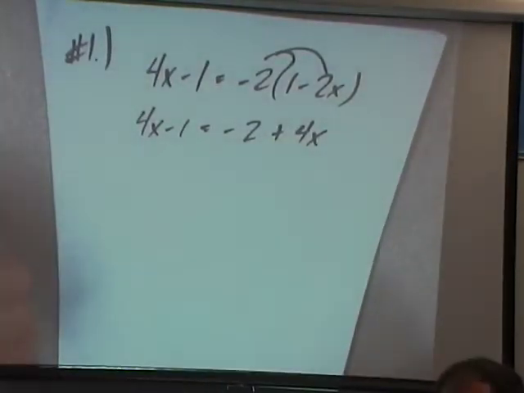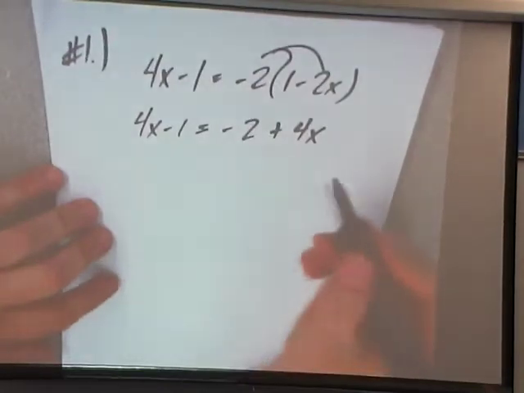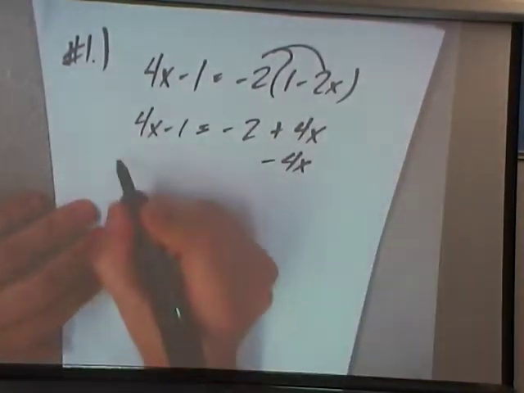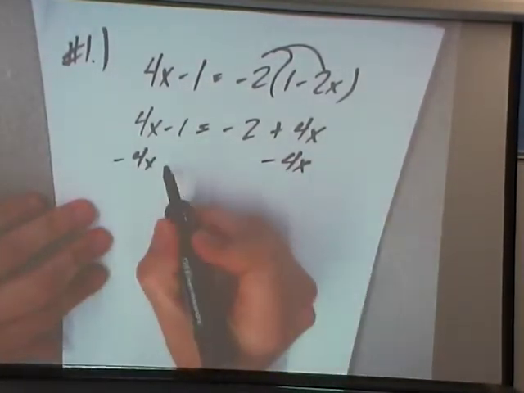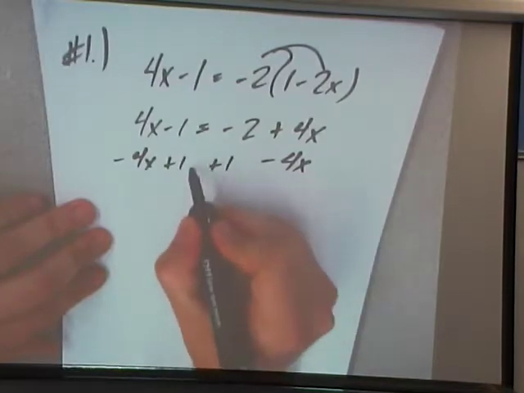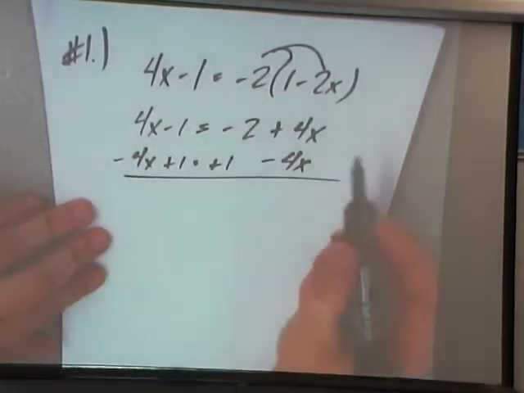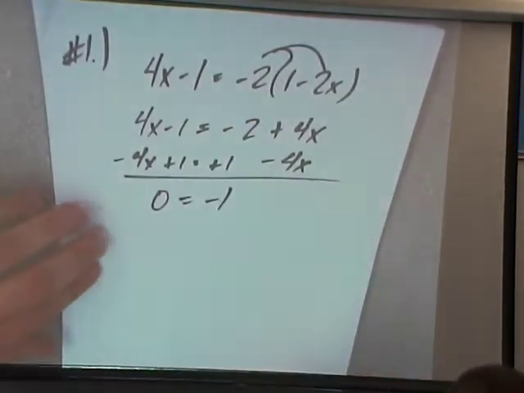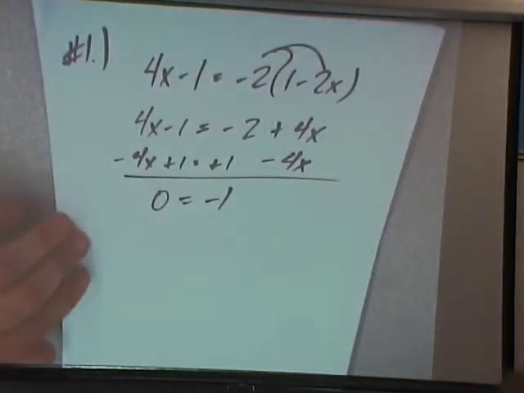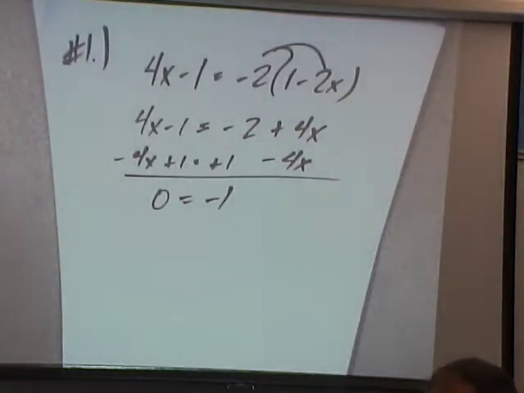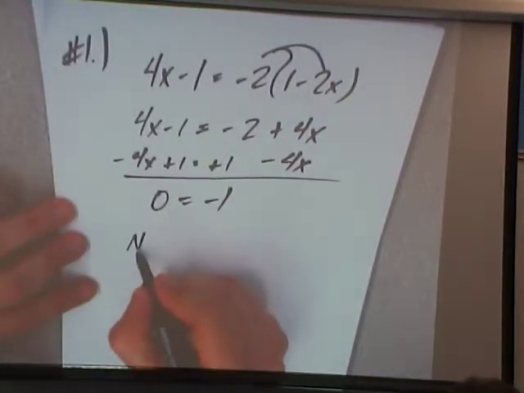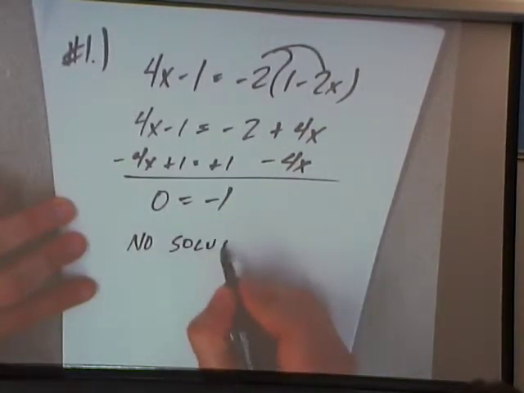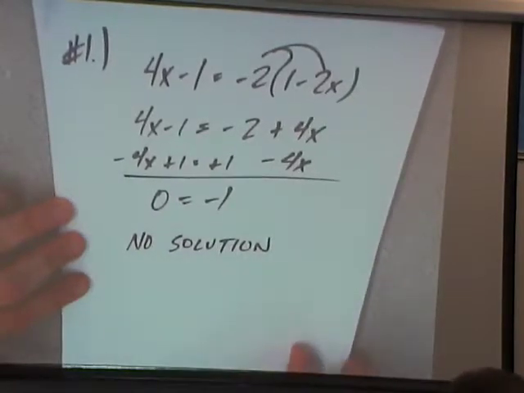Sweet. All right, we need to get the x's on one side. Oh, it's going to work. Minus 4x, minus 4x. We'll add the 1 over. So we got 0 equals negative 1. When is that true? No solution. Never. No solution, right? Questions on number 1?